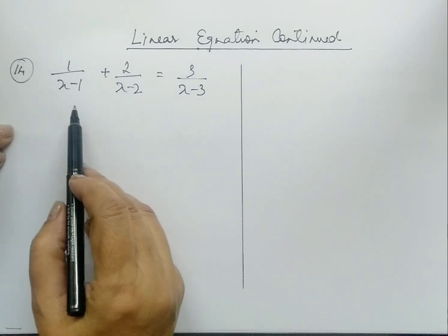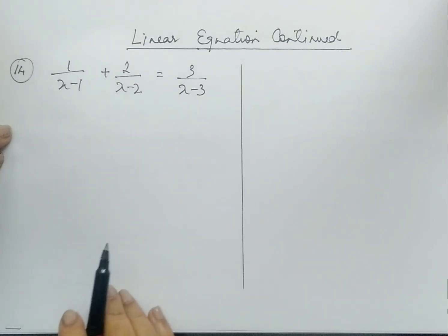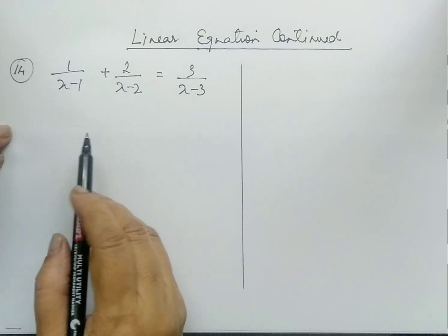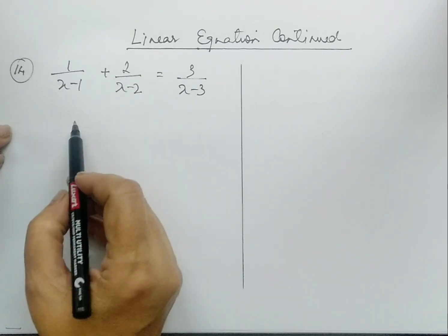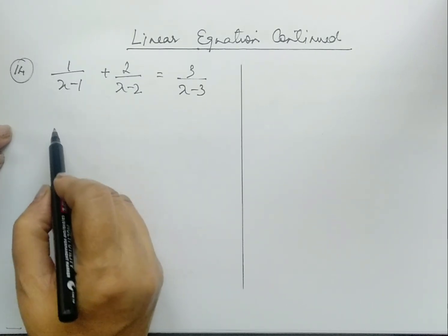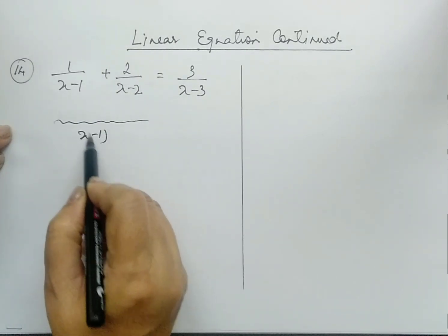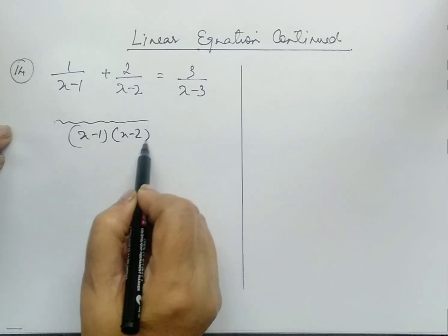So I'm showing you each and every step. So there will be a point when you may have to do certain things mentally. So be prepared for that as well. So here the first step would be to take the LCM of these two, x minus 1, x minus 2, all right?